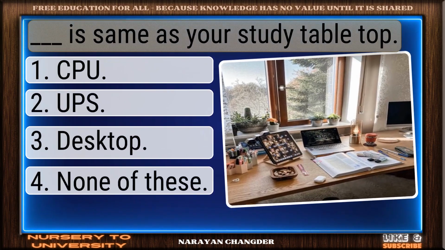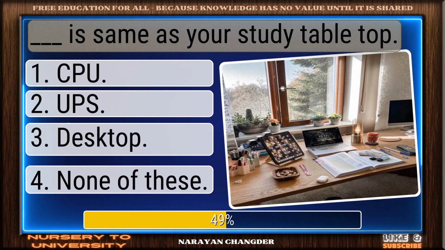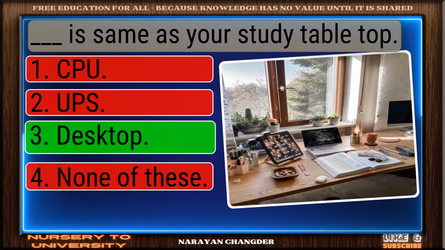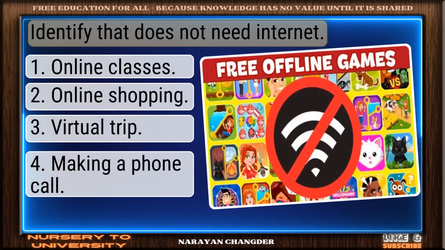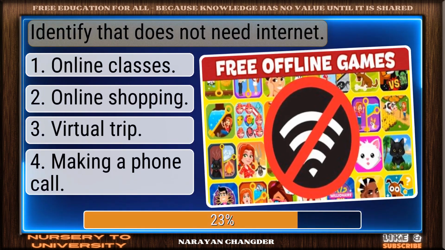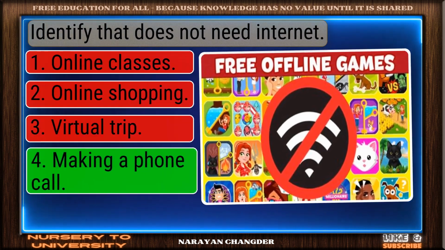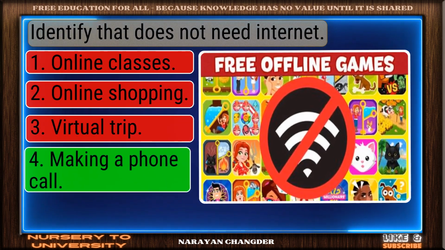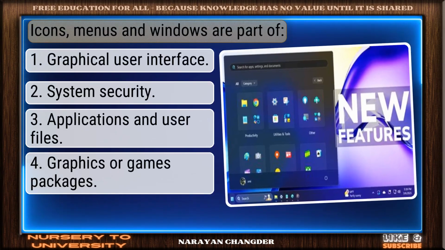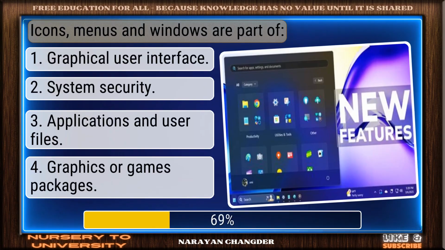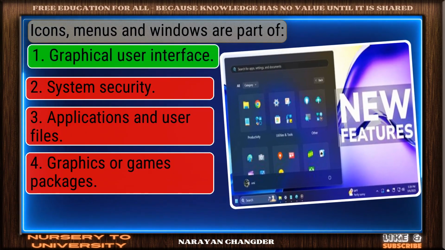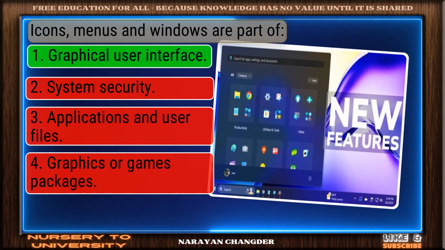Dash is same as your study tabletop. You're right. Desktop is correct. Identify that does not need internet. Solid response. Making a phone call is valid. Icons, menus, and windows are part of. Correct. Graphical user interface is spot on.